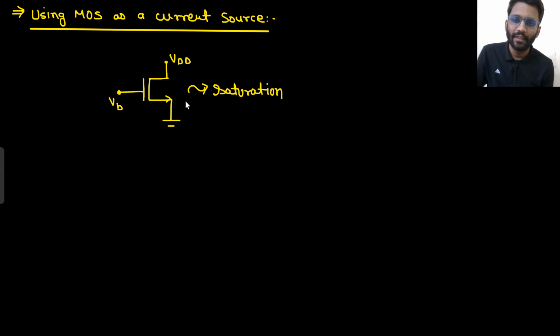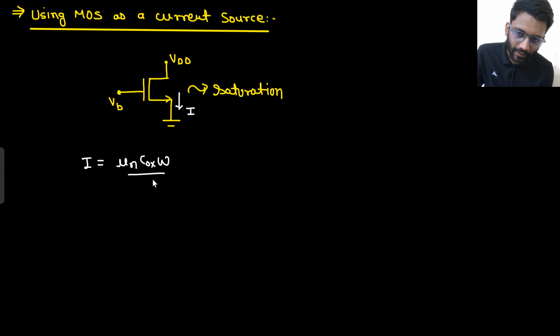That we will see. If the MOS is acting in the saturation region, there will be a current I. So what would that current I be? That would be mu n Cox W by 2L times (VGS minus Vt) whole square, where VGS is VB minus Vt.